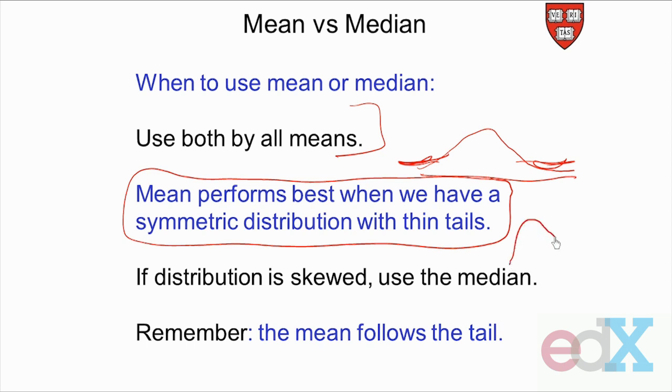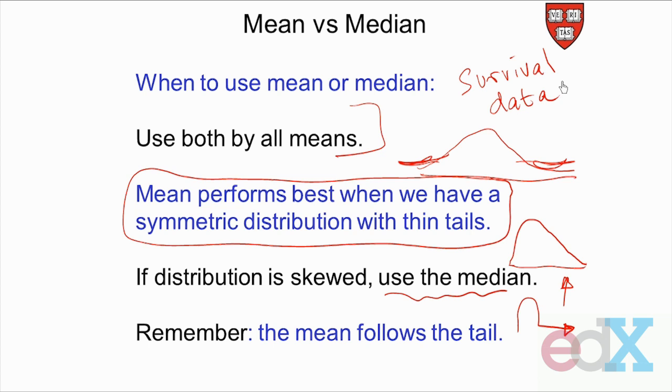If, on the other hand, the distribution is skewed like this, that means you start off with something like this and then pull this one out. So if it's skewed like that, then the advice is to use the median. And this very often happens with survival data. How long do people live? So when you have survival data, so how long do people survive? How long do they live? That very often looks like this, and as a result, we very often use the median.